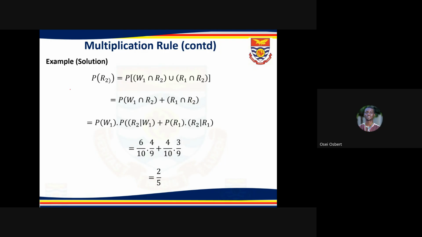So the probability of the second being red means the probability that the first is white times getting red, or getting red and then red. When we simplify, it is probability of white times probability of red given that white has already occurred, plus probability of red times probability of red given that red has already occurred. And that gives us the solution to be 2/5.